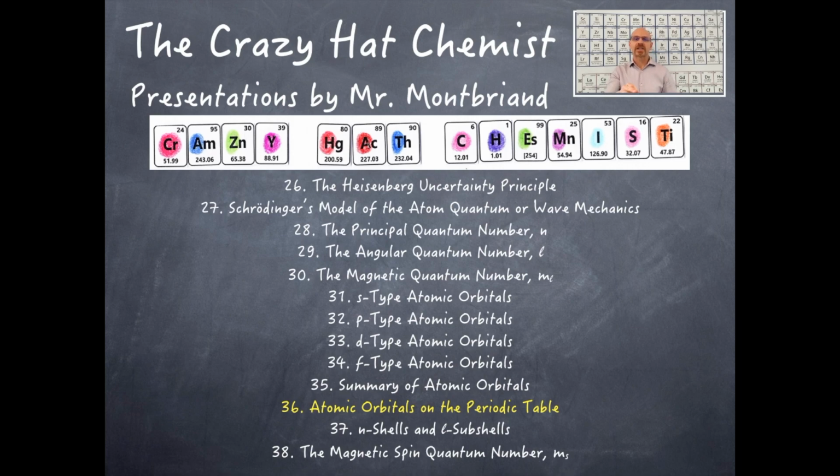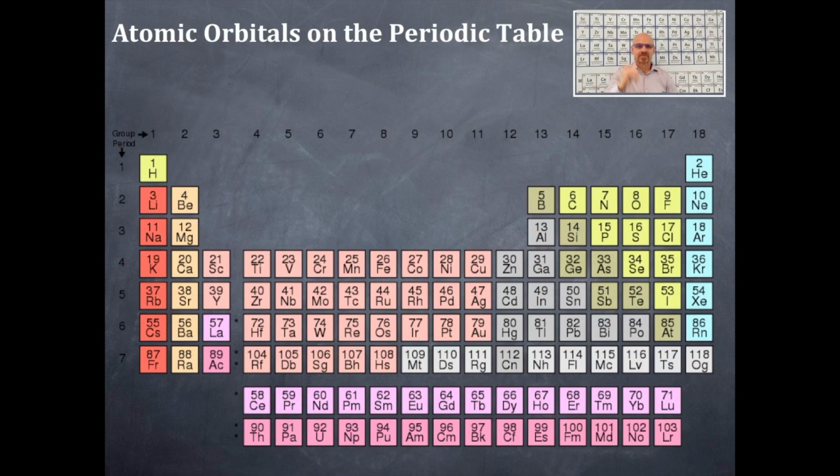So today we're doing another video in atomic structure and electron configuration, so let's get moving. Bam! So today we are talking about atomic orbitals and their location on the periodic table.